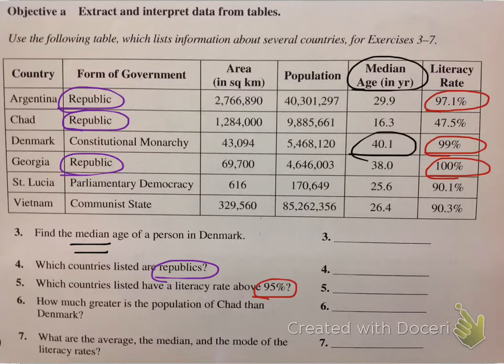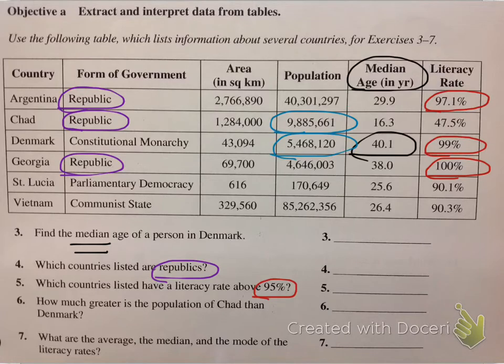So number 6, how much greater is the population of Chad than Denmark? So I'm going to have to subtract to find out the answer to that problem. So if I subtract 1,284,000 minus 43,094, and I just realized that I didn't circle population, I circled area. So let me back this up. The population of Chad and Denmark. There we go. Let's get the 2 right countries. So I'm going to subtract those 2 numbers.